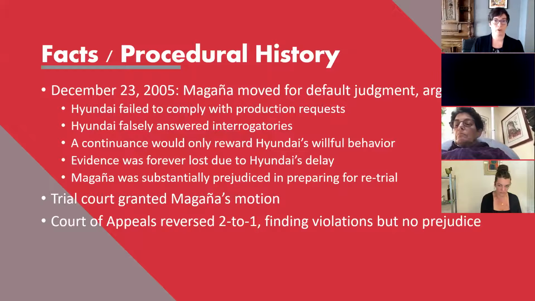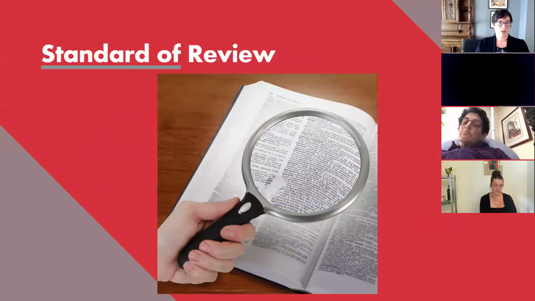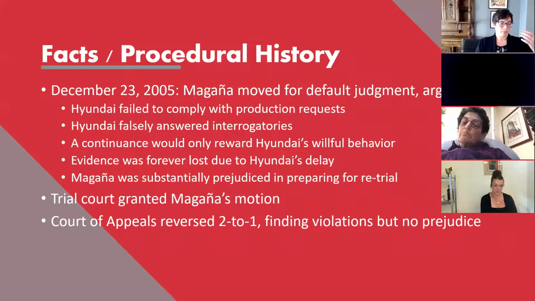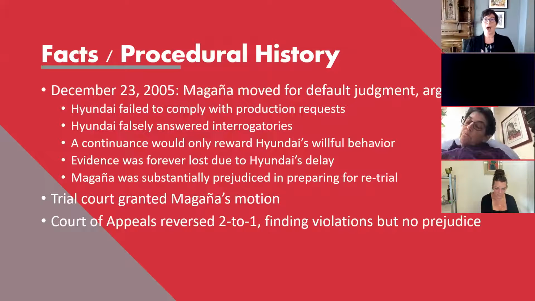And the Court of Appeals reversed, finding that there were discovery violations, but not prejudice enough to warrant the significant sanction of a default judgment. So you can see just from going through the facts and procedural history that what's going to be important to this case is not the underlying case itself, but what happened after it was filed, what happened during the discovery process, and how the entire discovery process, trial and retrial, unfolded.